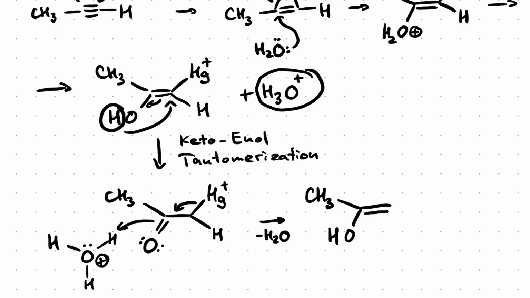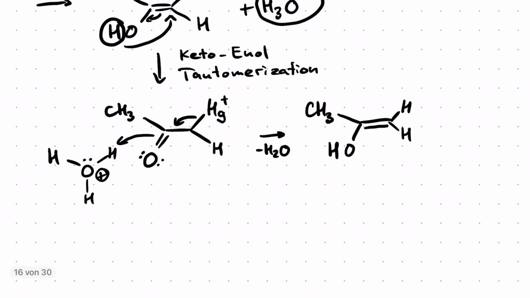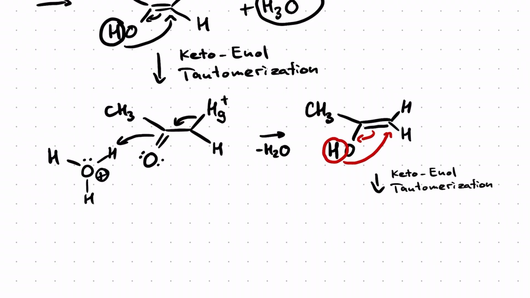Now again, we have an alcohol group at the double bond, so the second keto-enol tautomerization event happens. As you remember from previous steps, keto-enol tautomerization is basically just a simultaneous shift of the proton from the hydroxy group and the double bond between carbons. And here is our final reaction product, the acetone molecule.